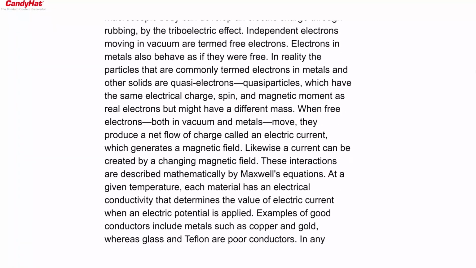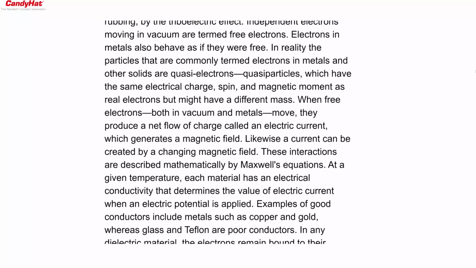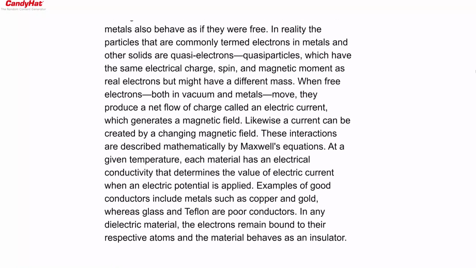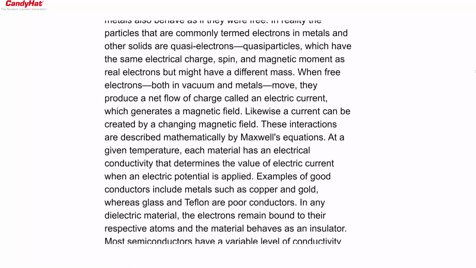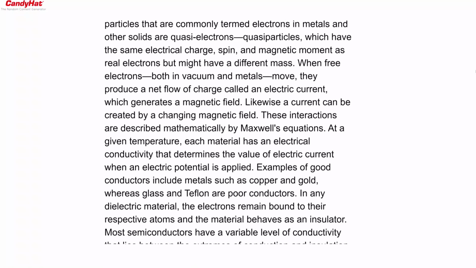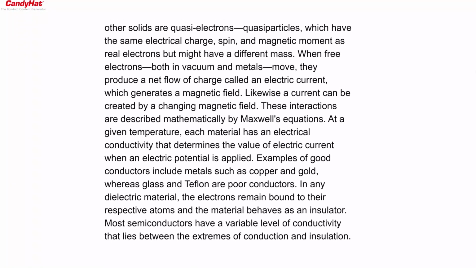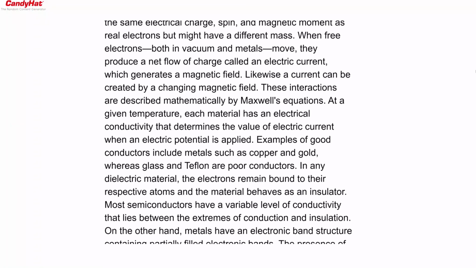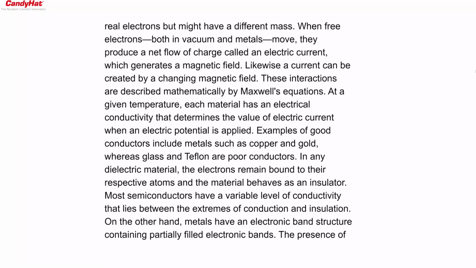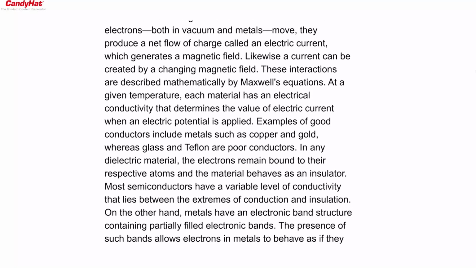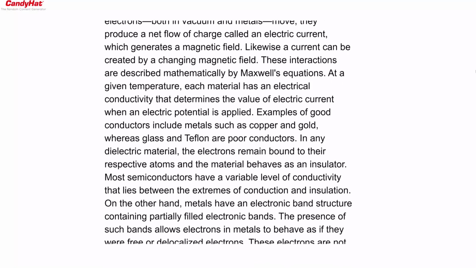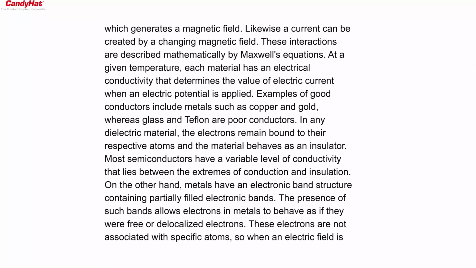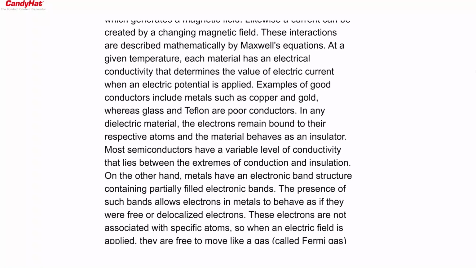Independent electrons moving in vacuum are termed free electrons. Electrons in metals also behave as if they were free. In reality, the particles that are commonly termed electrons in metals and other solids are quasi-electrons, quasiparticles, which have the same electrical charge, spin, and magnetic moment as real electrons but might have a different mass. When free electrons, both in vacuum and metals, move, they produce a net flow of charge, called an electric current, which generates a magnetic field. Likewise, a current can be created by a changing magnetic field. These interactions are described mathematically by Maxwell's equations.